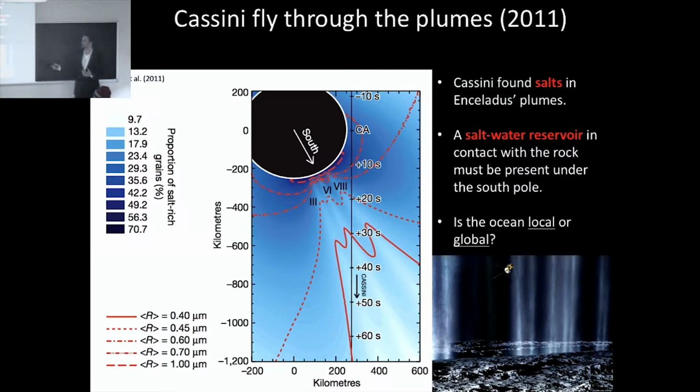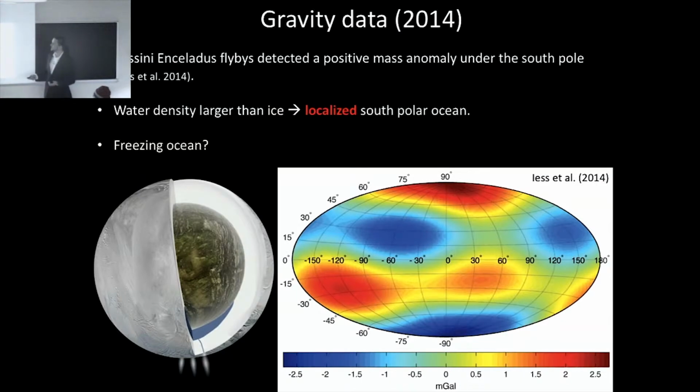So this was the first evidence that suggested that there is water inside the moon. However, because of the same resistance to the idea of a global ocean, what was suggested is that it's only a local ocean, just in the South Pole. And this was confirmed with the gravity data. It detected the mass anomaly in the South Pole. And it's a positive mass anomaly because water has a higher density than ice.